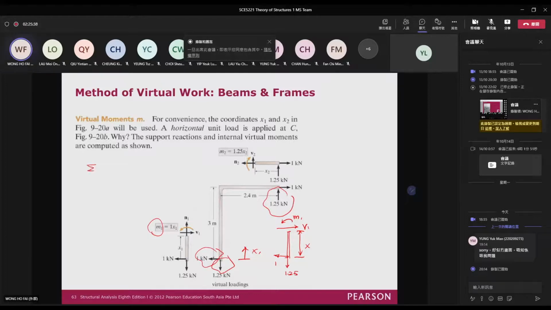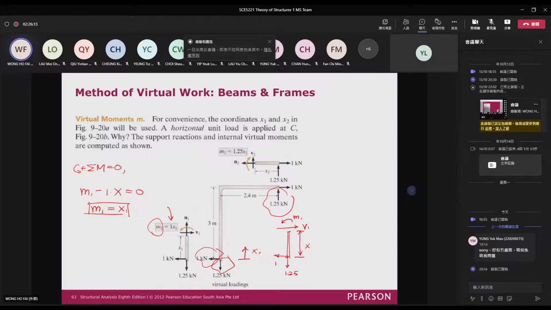You use summation of moment equal to 0. Then you have M1 here, which is counterclockwise, and negative 1 times X, which is equal to 0. Then M1 is equal to X. So you have this equation for your vertical moment.